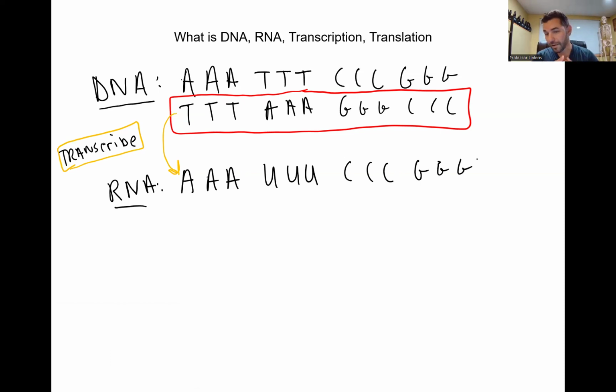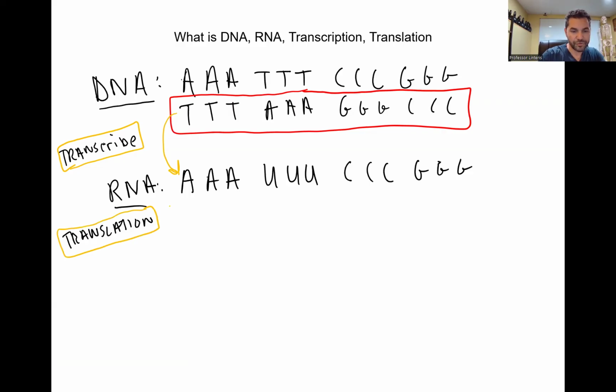How do we know it's RNA? Because there's U's in it. The presence of uracil makes it RNA, right? The presence of thymine makes it DNA. So now we have our single strand. We know RNA is one strand. What happens next? What happens next is the process of translation.